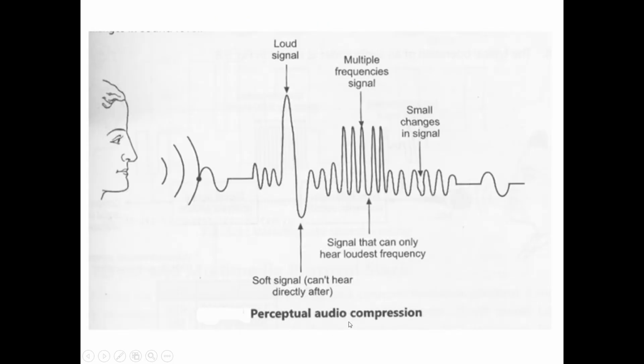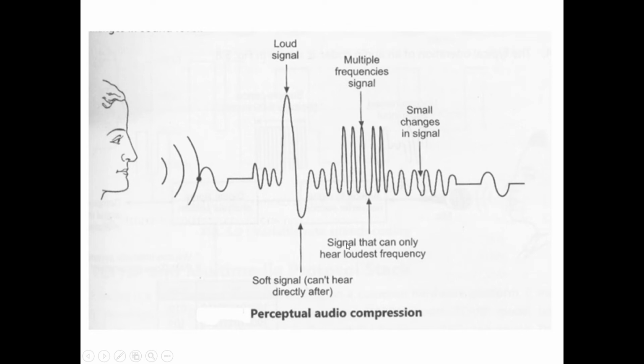Now what is perceptual coding? Here you can see the speech signal converted into a signal. This is the loud signal, and the soft signal can't be heard directly after it. After this loud signal, this soft signal has come. If its amplitude is larger it is loud, and if its amplitude is smaller it is soft. If a soft signal comes immediately after a loud one, you can't hear that soft signal. Now here you can see a signal with multiple frequencies, not a single frequency signal. You have small changes in the signal which cannot be heard.